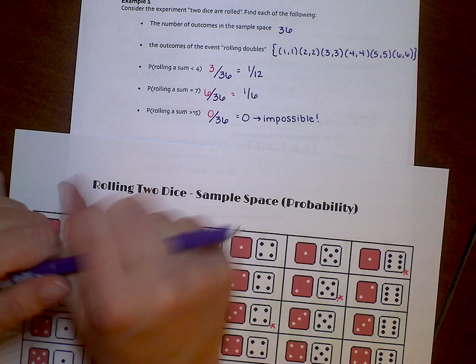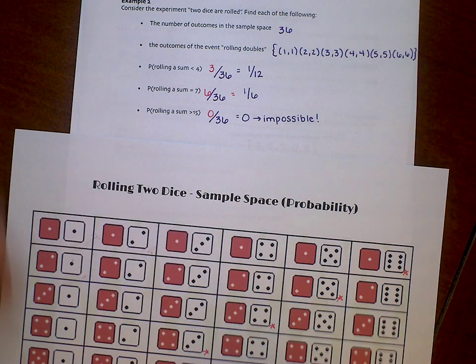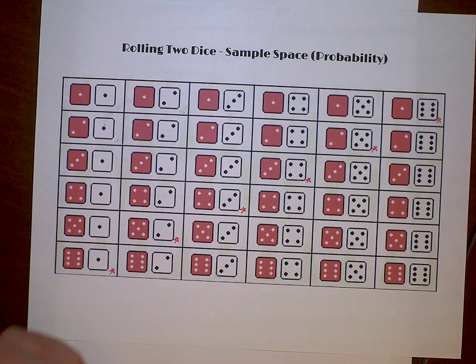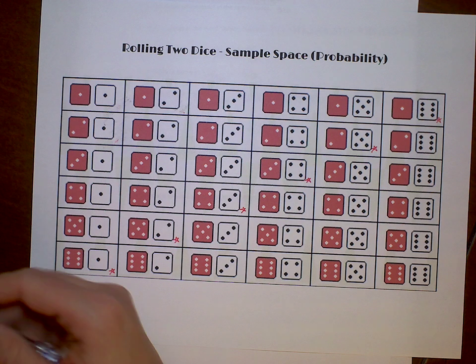If you had a probability of 1, that would mean that you're guaranteed to have that happen. So if I had asked you about rolling a sum that's less than 15, because all of these sums are less than 15, we would call that 36 out of 36, and then that would be a probability of 1, meaning you're guaranteed to happen.